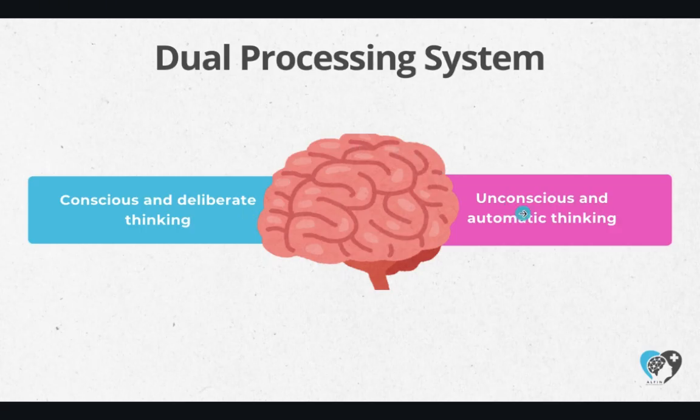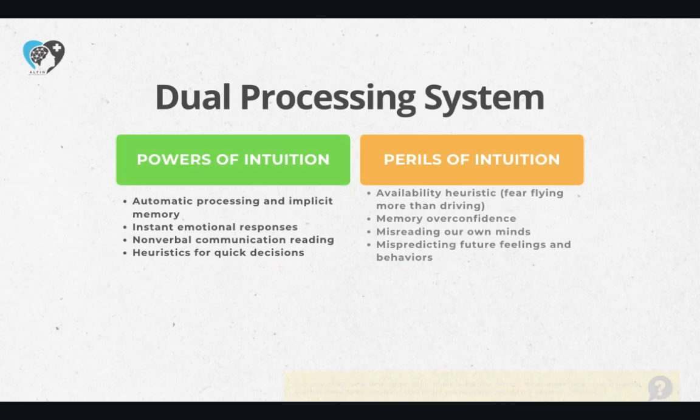So when we say social intuitions are powerful but perilous, we're looking at the lens of our fast, automatic, and unconscious thinking. In fact, class, Daniel Kahneman wrote a famous book called Thinking, Fast and Slow. If you want to check it out, read through it. Our intuitions are very powerful. We have automatic processing and implicit memory.